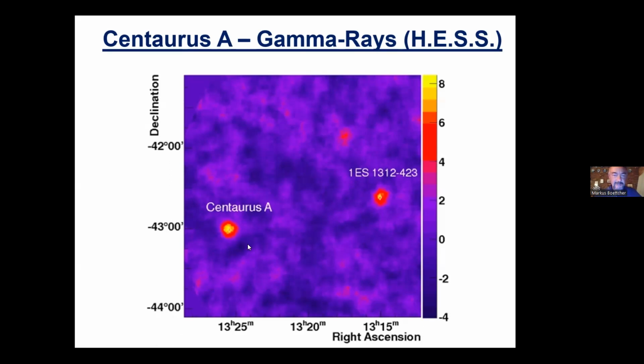We see a source with HAWC, so this is an image by HAWC. We see that there is a very high energy gamma ray source, but it's barely resolved. That's actually one of the most recent results from HAWC, that we have actually resolved this in gamma rays, but only just barely.